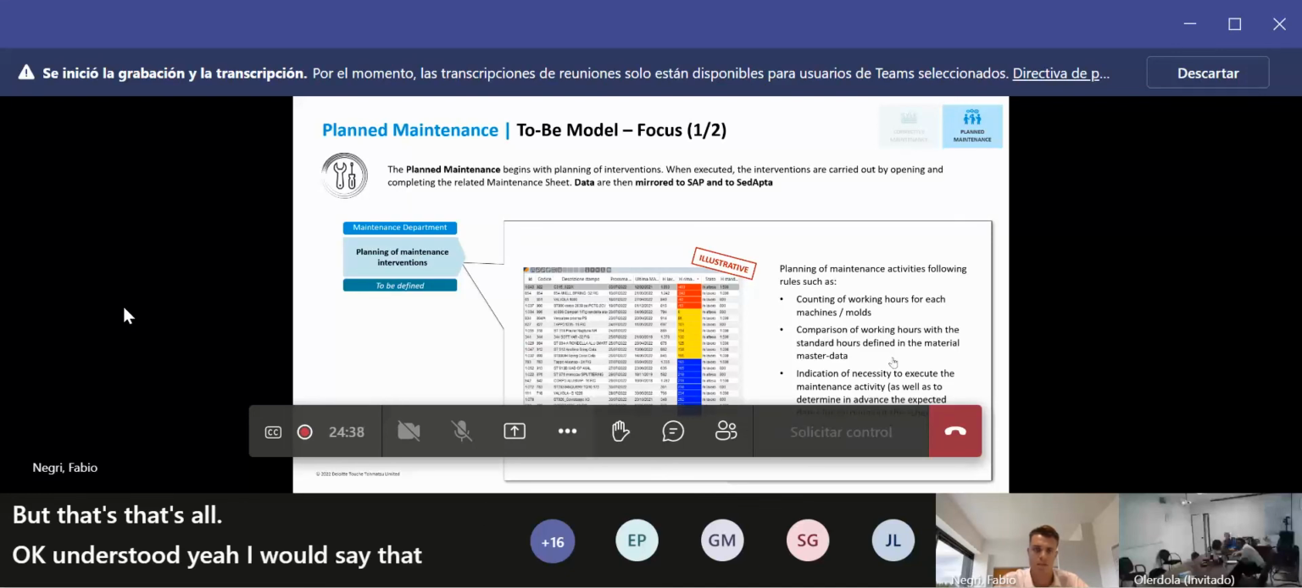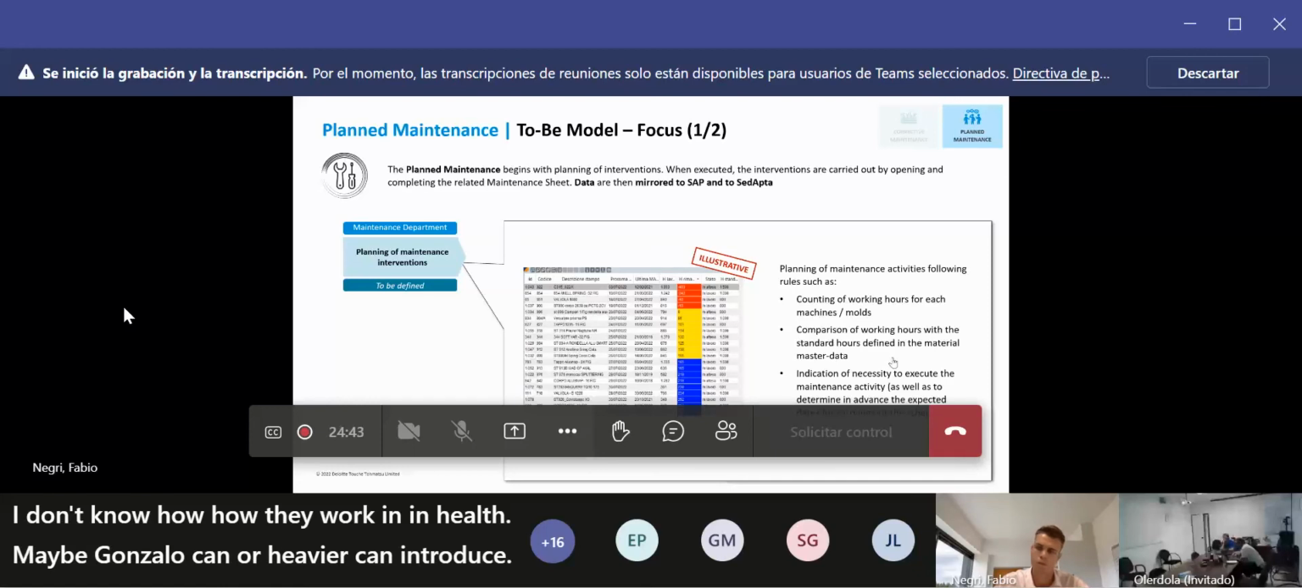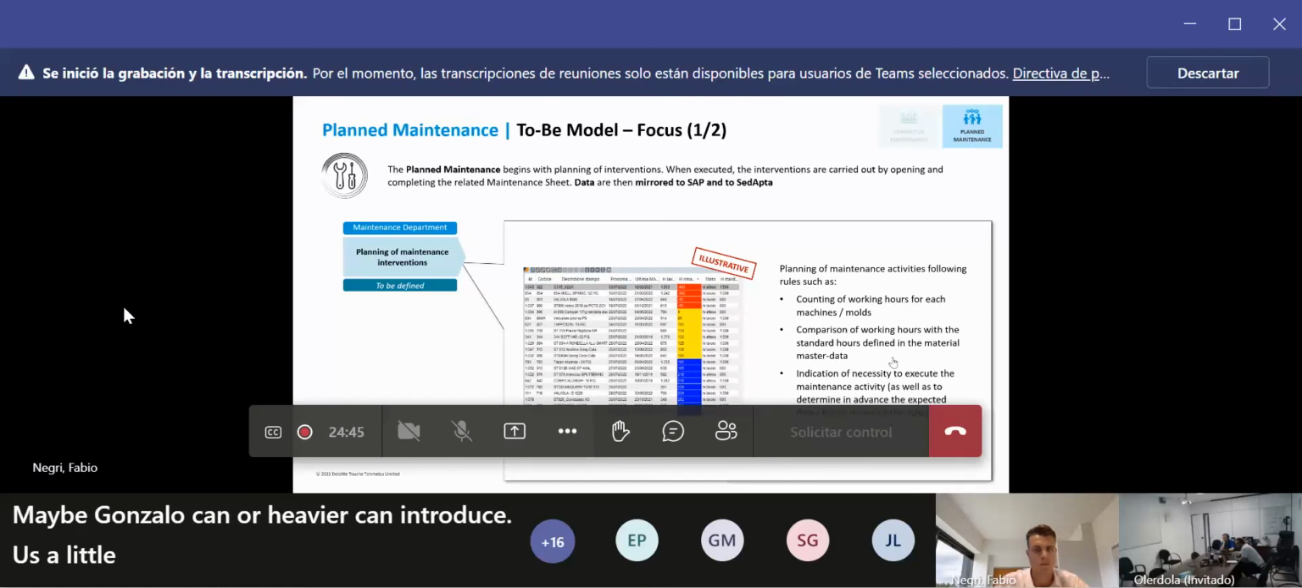Okay, understood. I would say that I don't know how they work in Jerez. Maybe Gonzalo or Javier can introduce us a little. How do you manage this? ¿Cómo lo hacéis en Jerez? Gonzalo?